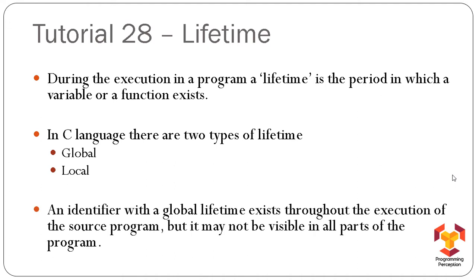An identifier with a global lifetime exists throughout the execution of the source program, but it may not be visible in all parts of the program. So if an identifier has a global lifetime, it can be used throughout the program. But there can be scenarios where that identifier is not visible. That scenario will be discussed later, and now we will see how to create a global lifetime identifier.